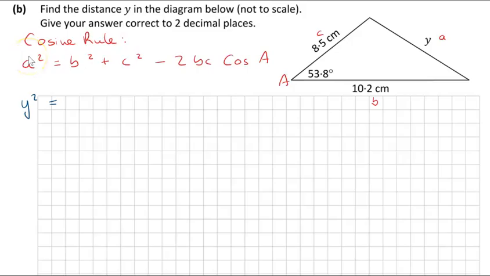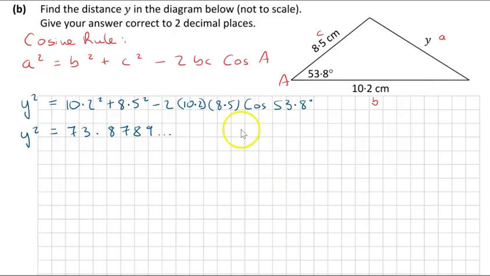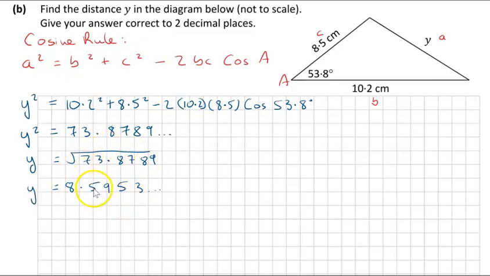So I sub into my formula. A squared, I replace with y, so we've got y squared is equal to B squared, that's going to be 10.2 squared, plus C squared, so that will be 8.5 squared, minus 2 times B, so minus 2 times 10.2, times C, so that's times 8.5, and then we've got cos A, which would be cos 53.8 degrees. Stick it into your calculator, make sure you're in degree mode. Y squared equals 73.8789. We get the square root of 73.8789. We get 8.5953 and rounding to 2 decimal places.